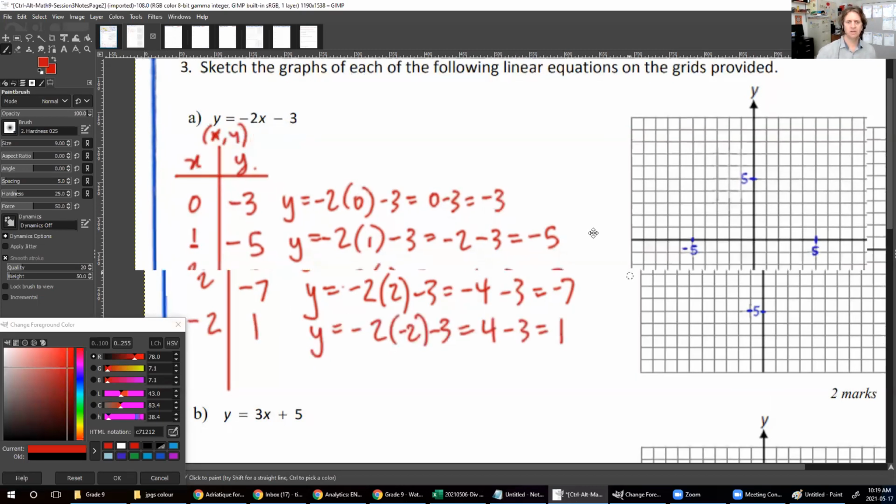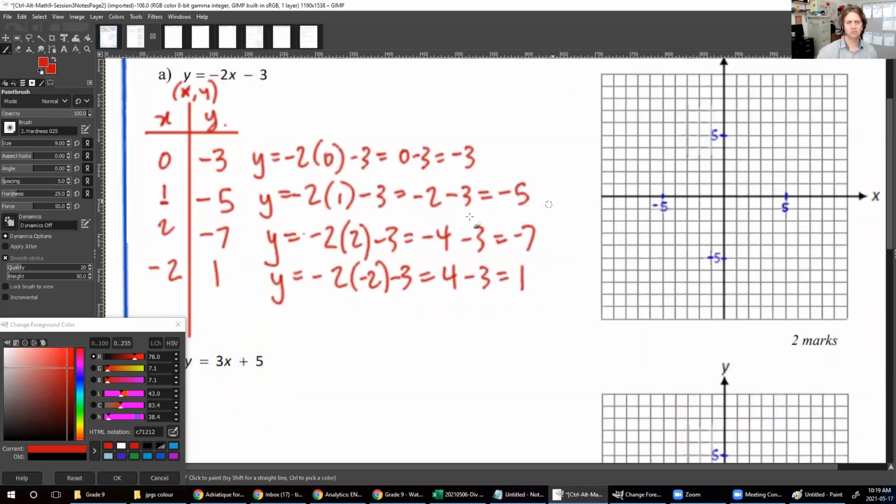Okay, and the last thing we're going to do now, we're on the home stretch, is we're going to plot these. So I'm going to plot 0, comma, minus 3. 0 in the x direction, so it's here, and a minus 3. 1, 2, 3. There's the 0, comma minus 3. Let's plot this. When x is 1, y is minus 5.